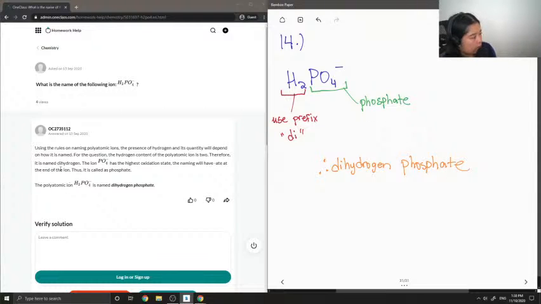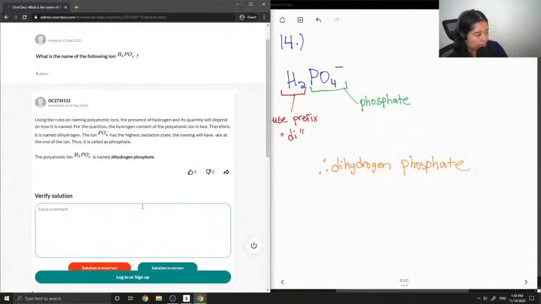Okay, so let's see what our junior tutor said. Using the rules on naming polyatomic ions, the presence of hydrogen and its quantity will depend on how it is named. For the question, the hydrogen content of the polyatomic ion is 2, therefore it is named dihydrogen. The ion PO4- has the highest oxidation state. The naming will have ate at the end of the ion, thus it is called phosphate. And they also got dihydrogen phosphate, so this solution is correct.